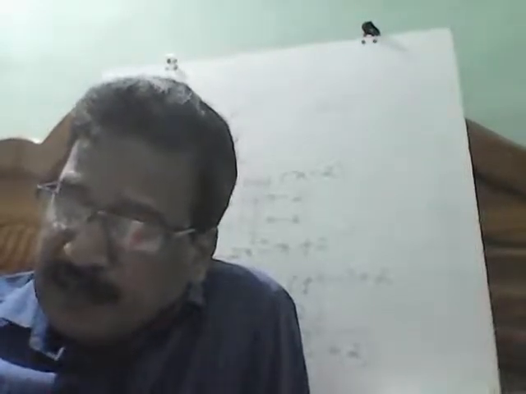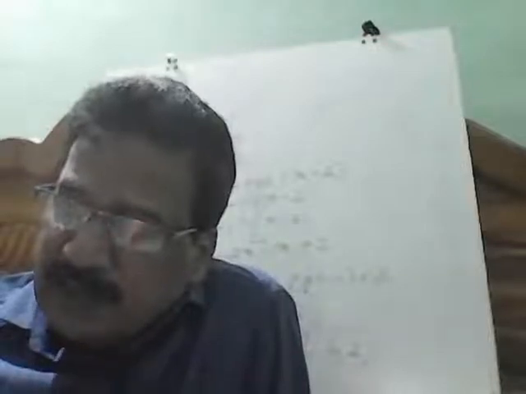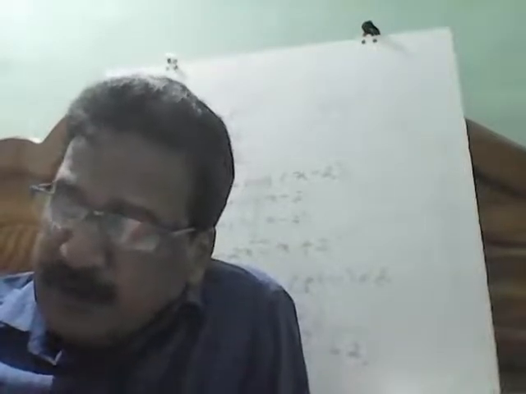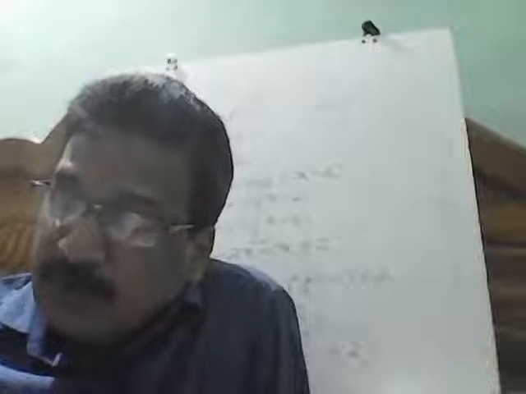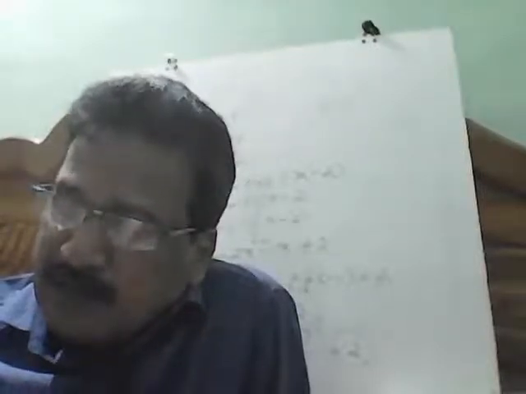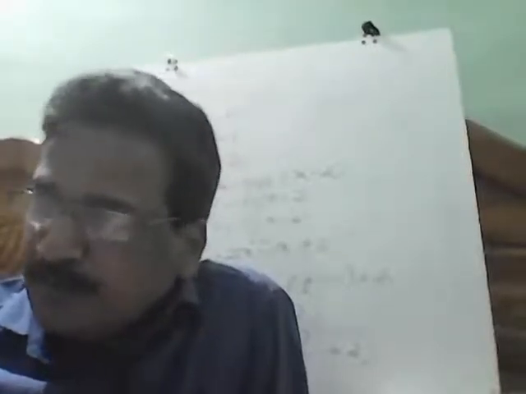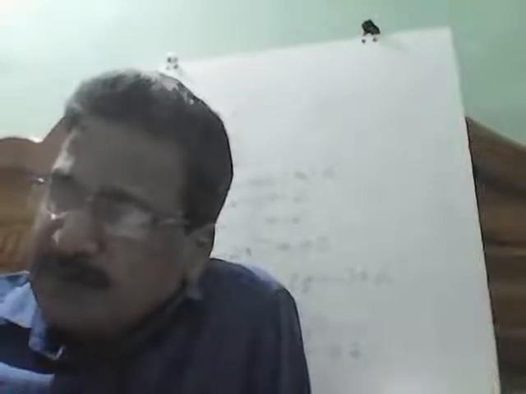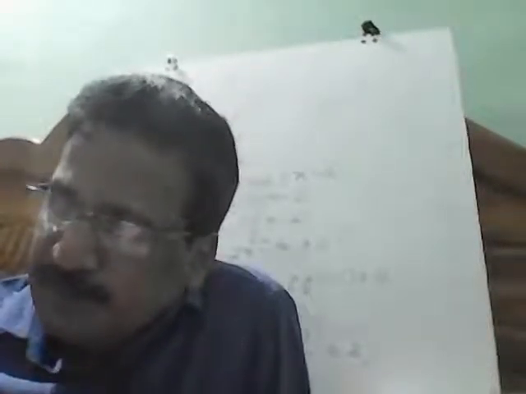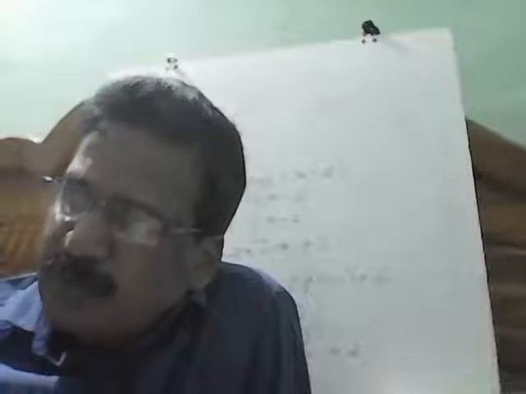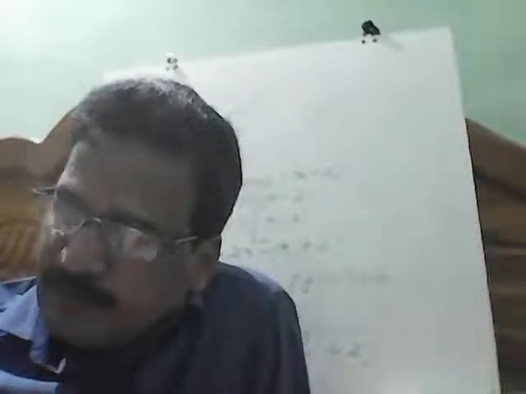Then verify the relationship. Three relations are given. You have to verify all the three relations. That is your example 5. Then calculate alpha plus beta plus gamma. Calculate the value of minus b by a. Check both are same. Both values are coming 5 by 3.